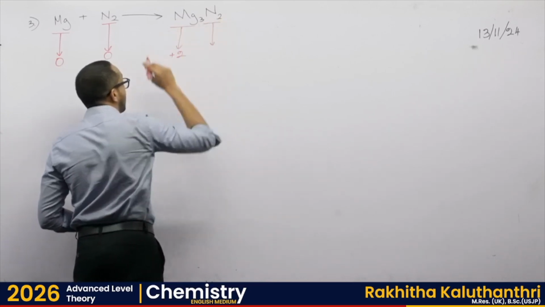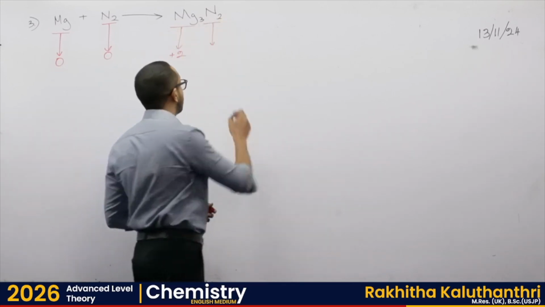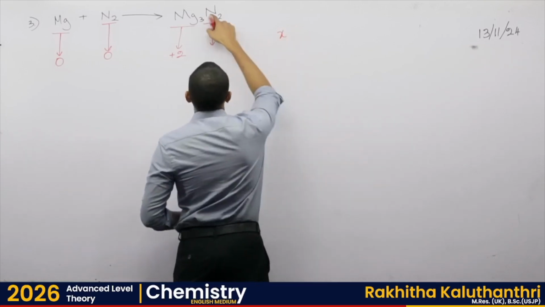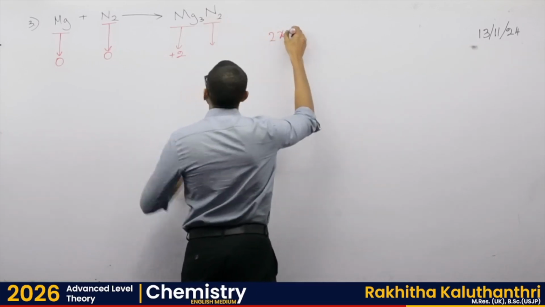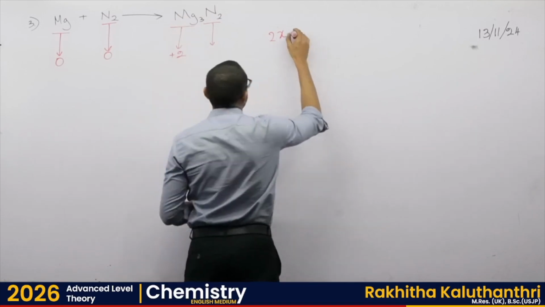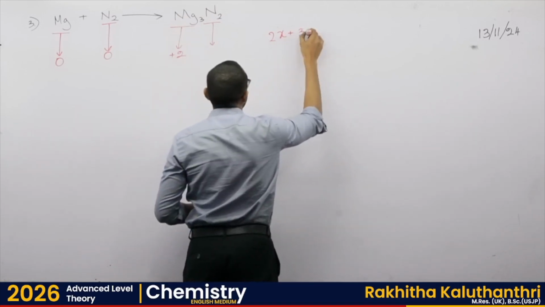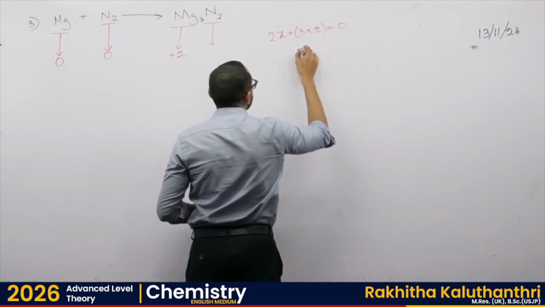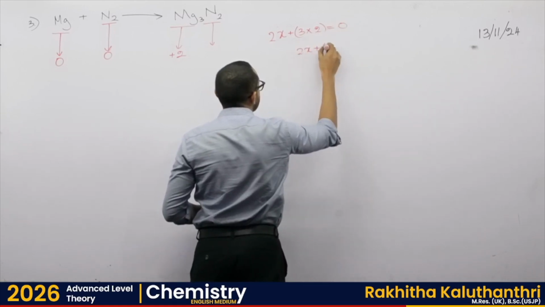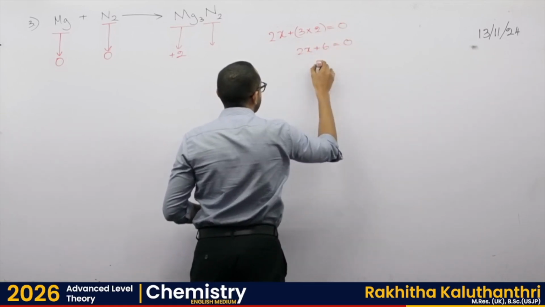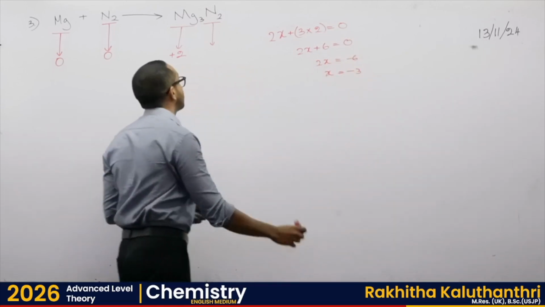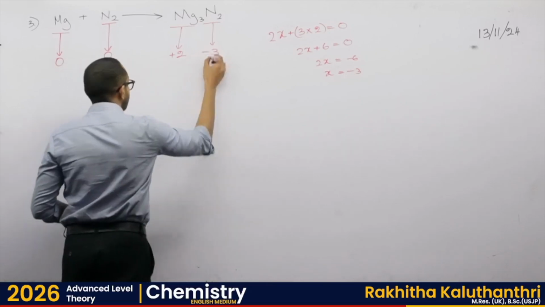That means nitrogen over here, you can find it out. Let's say nitrogen is X. There are 2 nitrogen, so 2X, and magnesium, there are 3 of them, plus 3 into 2, is going to be 0, so 2X plus 6 is 0. That means 2X is equal to minus 6, which is X is equal to minus 3. So we have nitrogen in minus 3 oxidation state.